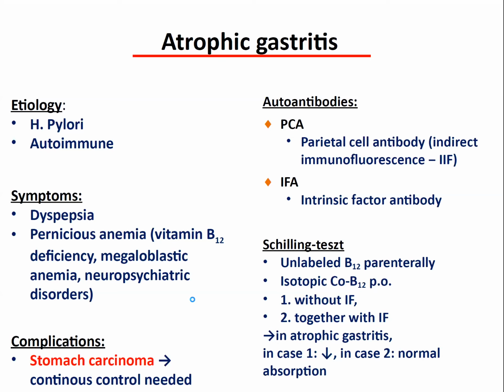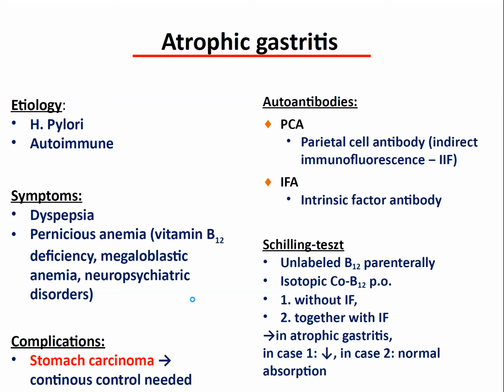The symptoms can include some dyspepsia, because if you don't have any acidity, the protein degradation will be abnormal, or pernicious anemia can develop, because B12 absorption is abnormal as there is no intrinsic factor. So megaloblastic anemia or neuropsychiatric disorders can develop, because B12 is correlated with myelin synthesis, and they do have some neurological symptoms as well. And as I mentioned, atrophic gastritis can lead to stomach carcinoma. This is why whoever has chronic atrophic gastritis needs continuous control.